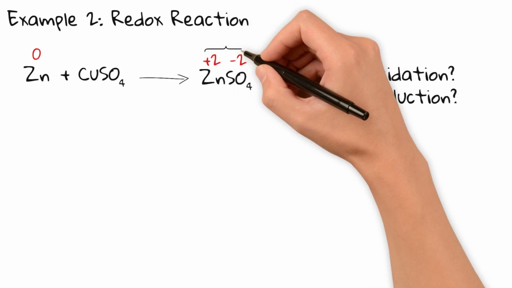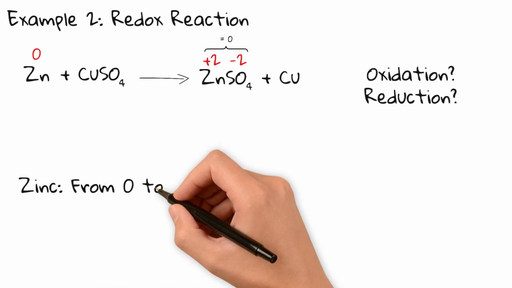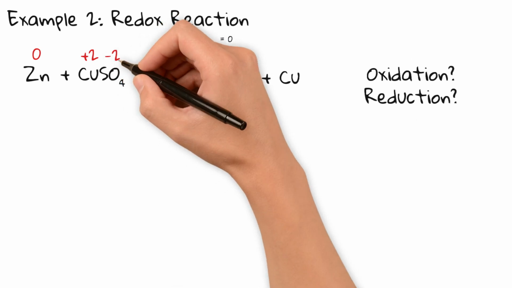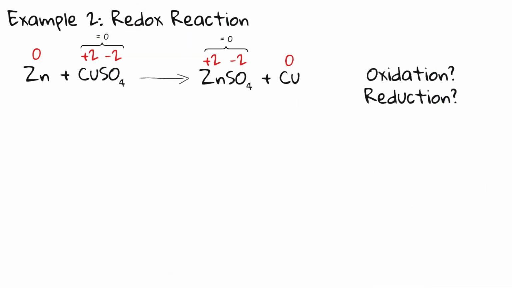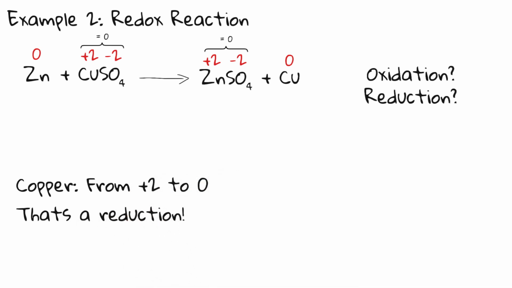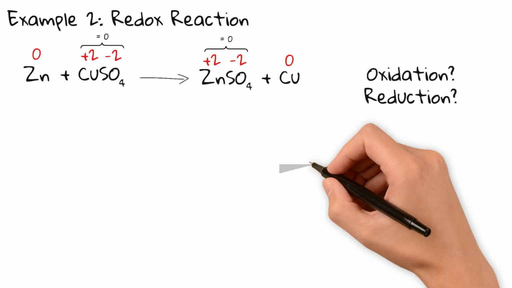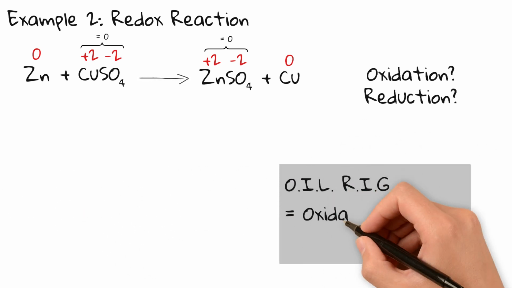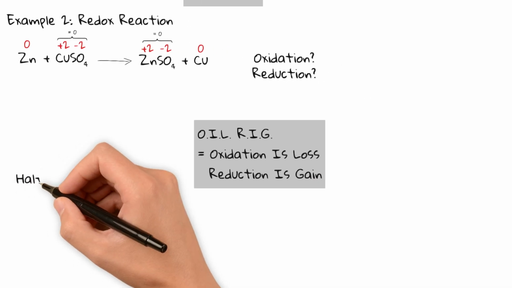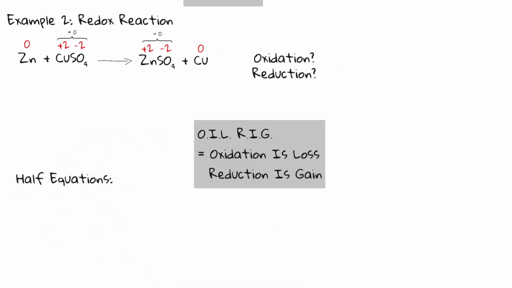So zinc lost 2 electrons and has therefore been oxidized. Likewise, copper in copper sulfate is +2, but in pure copper, it's 0. It gained 2 electrons and therefore has been reduced. You can remember this rule with the acronym OIL-RIG. Oxidation is loss, reduction is gain. Easy, right? Now let's break that redox reaction into half equations.